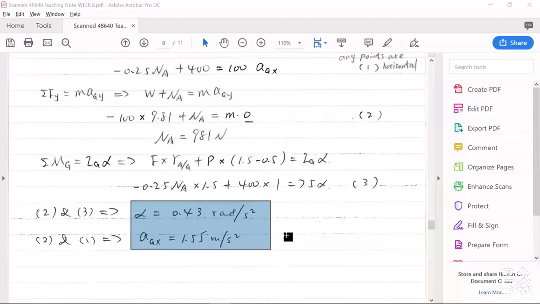For a friction rolling problem, we will have a tutorial problem, and you will see the solution will be similar to this. We need an assumption at the very beginning, and then we must verify this assumption.